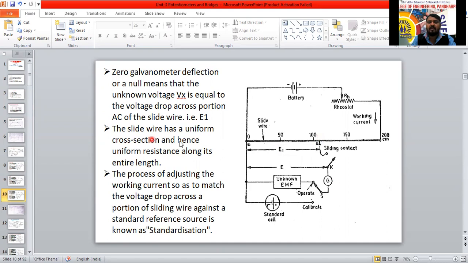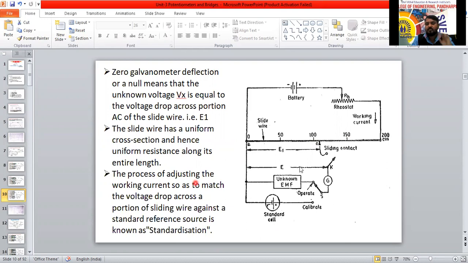The slide wire has a uniform cross section, as I have already told, and hence a uniform resistance along its entire length. It will not vary, but depending on how the length varies, the voltage drop varies. We are going to use constant resistance and constant cross section, so uniform resistance along its entire length.